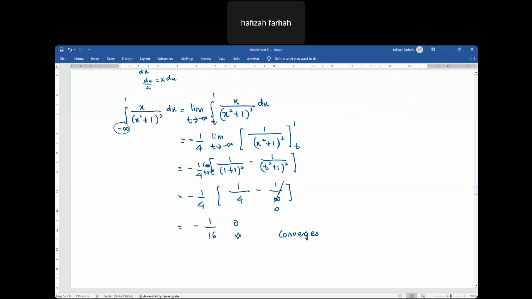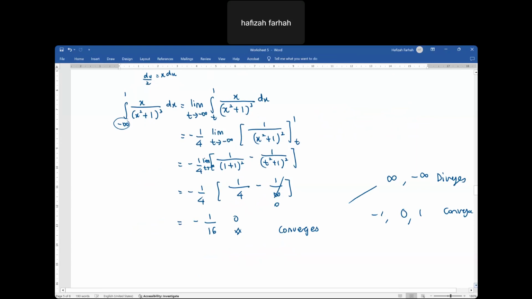Is it converge or diverge? Converge. It diverges only if the answer is infinity or negative infinity. That is diverge. But converge can get 0, -1, 1 and so on. This is converge. Converge means the area under the curve is 0, there's no area. Still converge. Right?